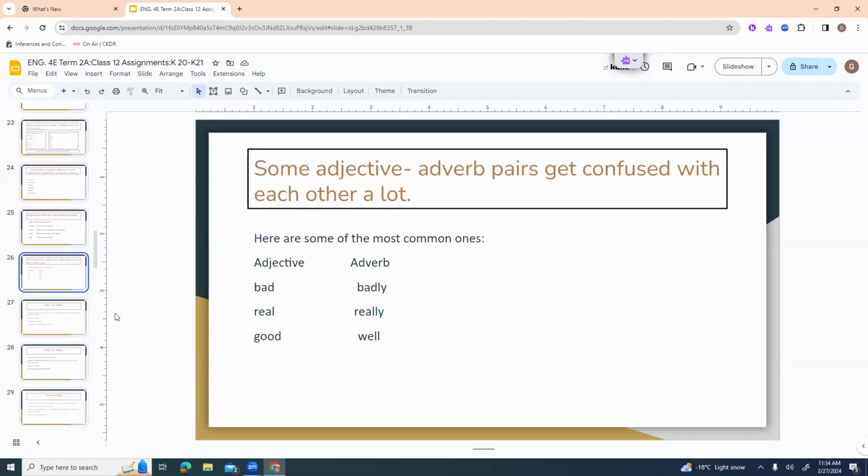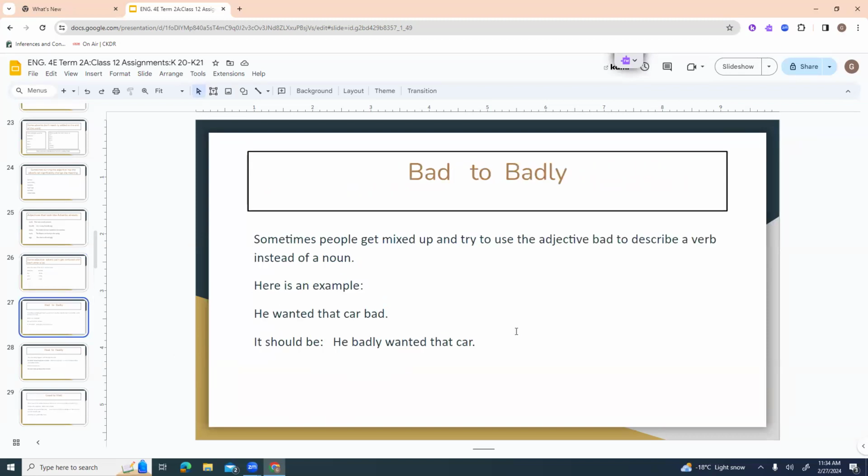All right. So, some adjectives and adverb pairs get confused with each other a lot. So, here are some really common ones. The adjective bad has the adverb badly. The adjective real has the adverb really, and the adjective good has the adverb well. Okay, so we're going to talk about bad to badly first.